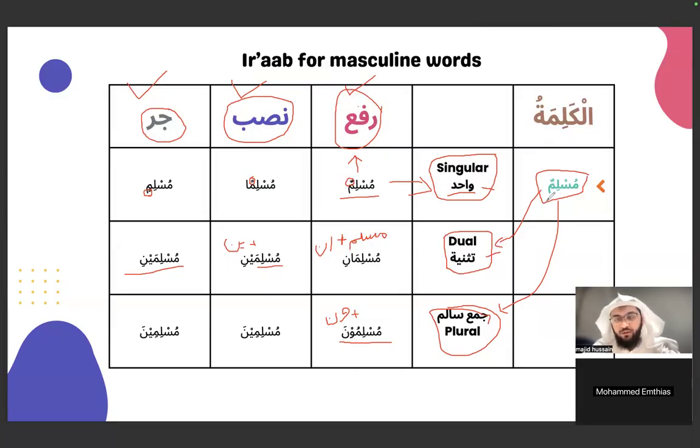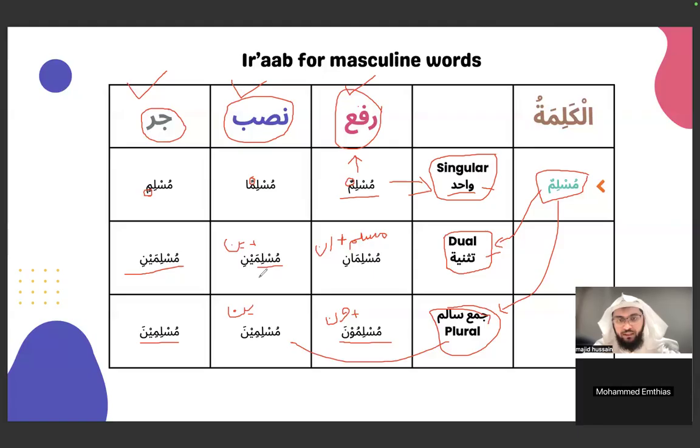Now, the same word in the form of plural in the category of Nasab will add Ya Nun. Now, there is a difference. Here in the dual form, Muslimaini, the meem has fatha. But to tell the plural, the meem has kasra. Muslimina. Here also the same thing.